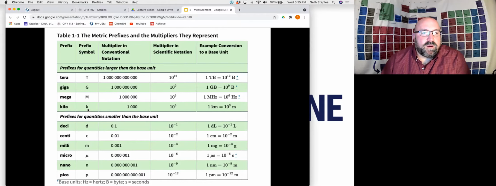Back to our metric prefixes. Now for any quantities that are smaller than the base unit. A decimeter, like we talked about, is 1/10th of a meter, so there are 10 decimeters in 1 meter. A centimeter is 1/100th of a meter. A millimeter is 1/1000th of a meter, and so forth. You will need to know all of these conversions and how to use them.